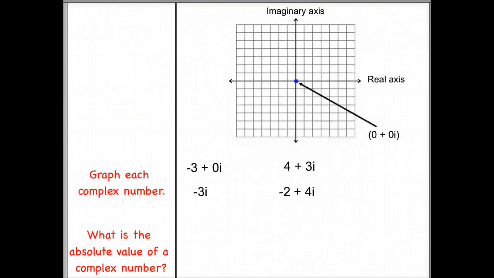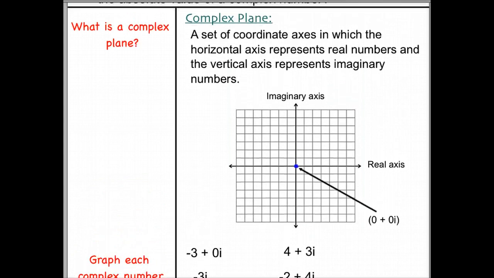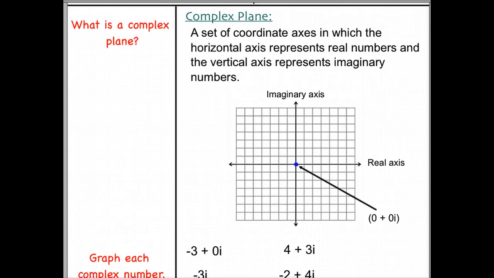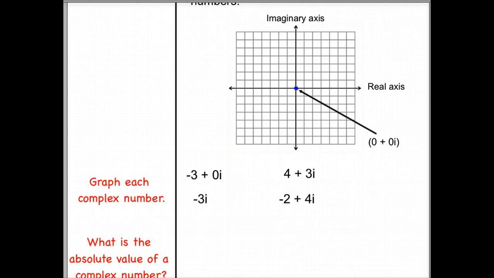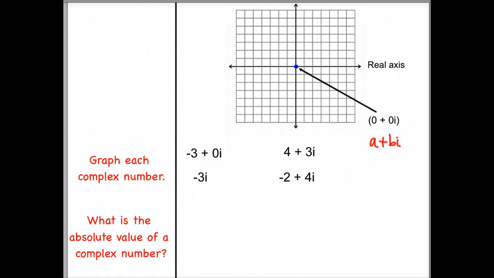A complex plane is a set of coordinate axes in which the horizontal axis represents real numbers and the vertical axis represents imaginary numbers. So if we look at our coordinate plane, we can see that our new origin is at 0 plus 0i. This is written in the form a plus bi. So let's graph these complex numbers down here.